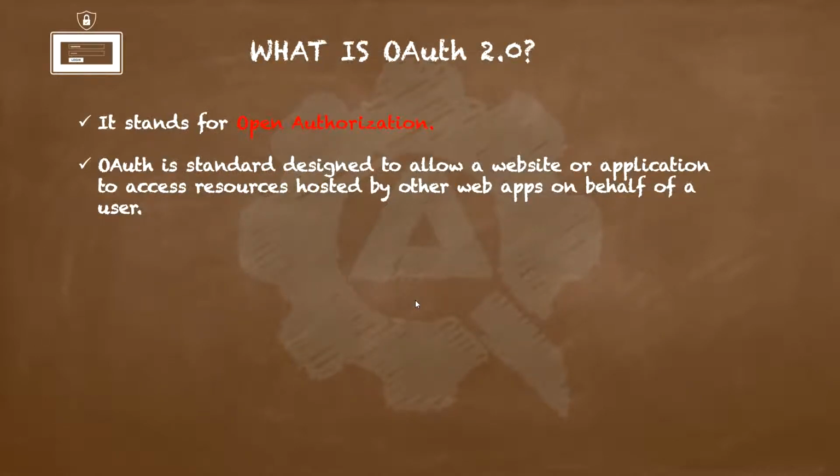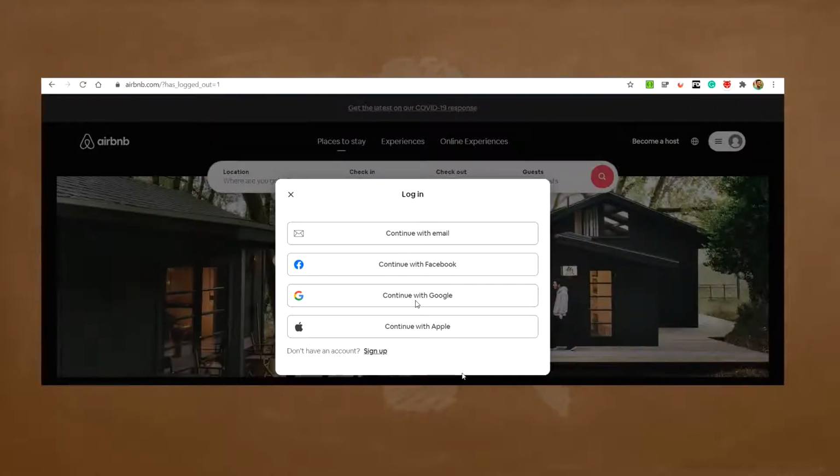It is a standard designed to allow a website or application to access resources hosted by other web apps on behalf of the user. This may seem confusing, so let's look at another example. This is the sign-in page of Airbnb. Here, you, as a user, when you want to log in to Airbnb, you have various options. So, by using one of these options, you will be essentially allowing Airbnb to access your data on, say, Google, Facebook, or whichever option you choose. This is enabled by OAuth 2.